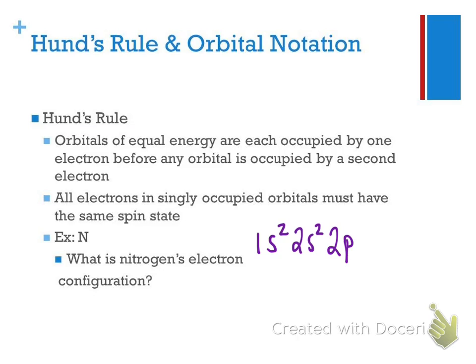So for nitrogen's electron configuration, we're going to fill 1s2, 2s2, then 2p what? 2p3. Good. So total, nitrogen has how many electrons that we have to account for? 7 electrons. Okay, that we're going to totally account for. So let's go ahead and draw the orbital notation now for nitrogen.